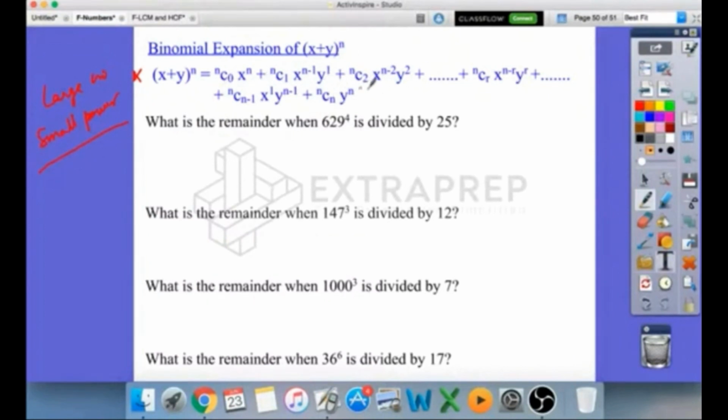Clear? I hope this is understood. So in the first term y is not there, in the last term x is not there. X keeps on decreasing, y keeps on increasing. This is the logic here.